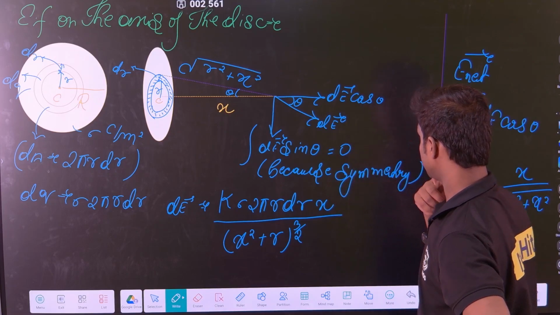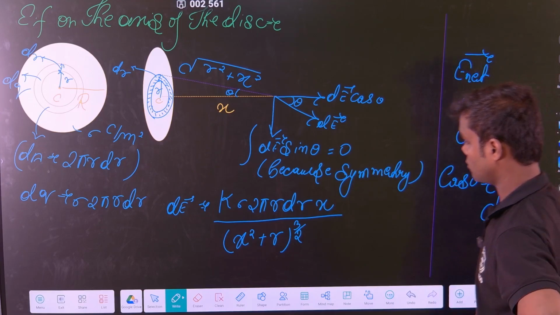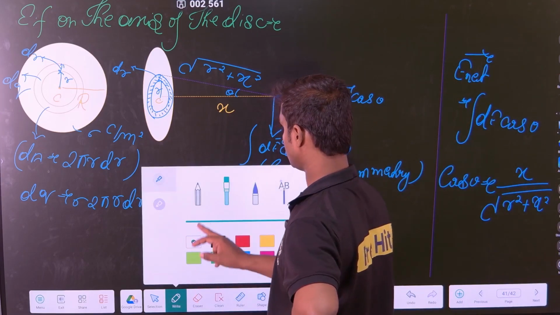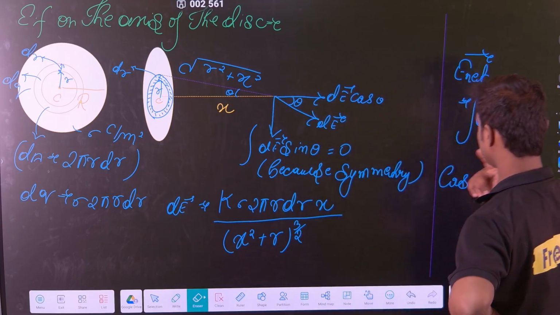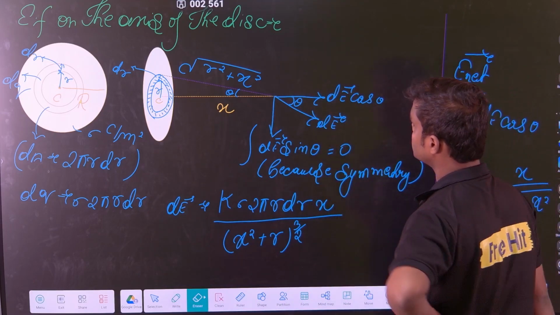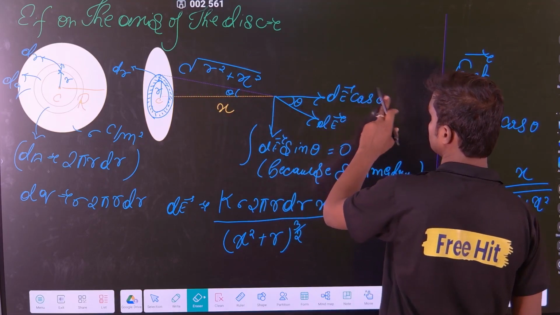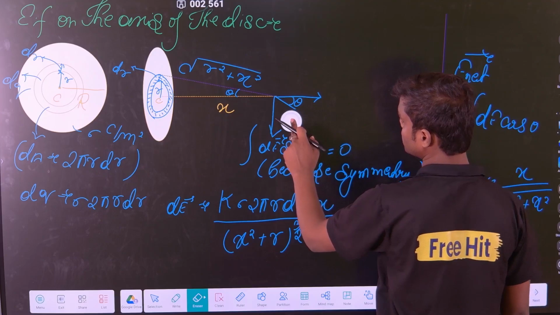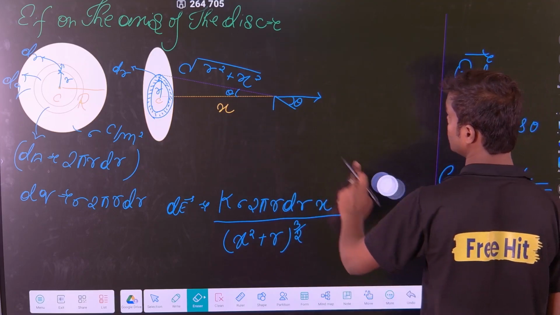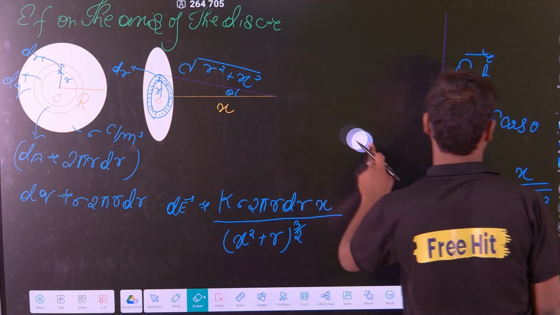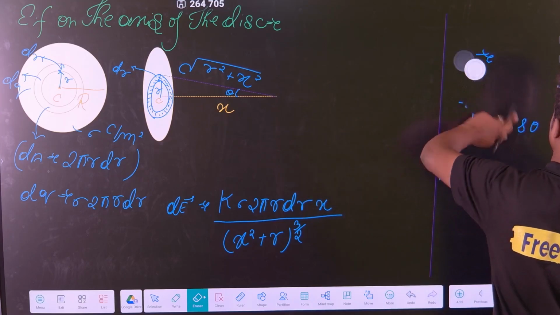Oh, we have made one mistake here. Sorry. I got it. What is the mistake we have made? See, we are considering a ring now, so there is no need of this thing. We are doing the integration for this. Sorry, that was a mistake from my side.